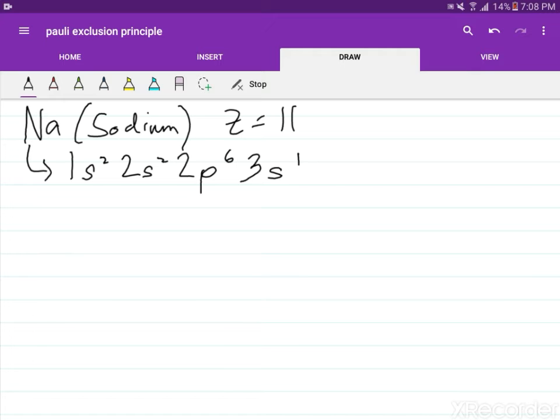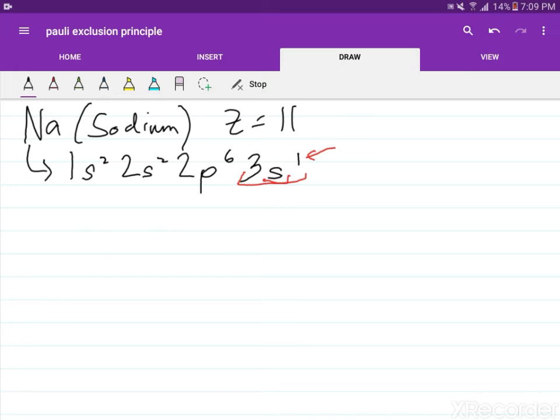So when we say valence electron, it is the electron that is located at the outermost shell. So for this case, the valence electron of sodium will be located at energy level n equals 3, l equals 0, and there is 1 electron in that quantum state.